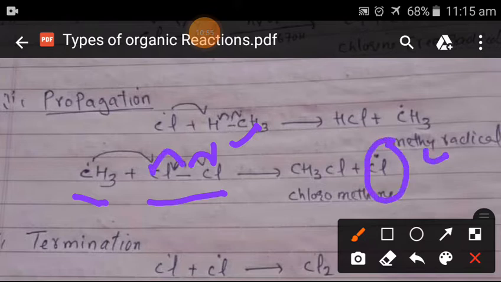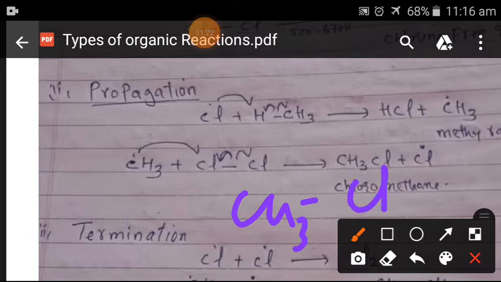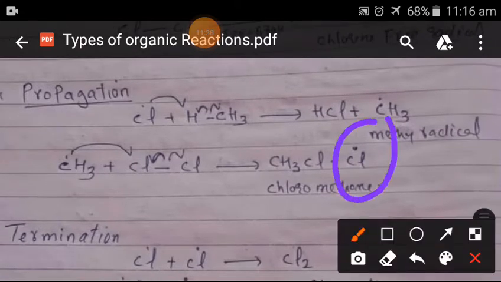But here the CH3 will combine with this Cl. You know that CH3 contains one electron, and due to the breaking of the chlorine bond, there is a generation of one chlorine radical also. This chlorine radical will combine with this. As a result, a bond is formed between CH3 and Cl. So chloromethane is formed, as well as chlorine radicals generated here.